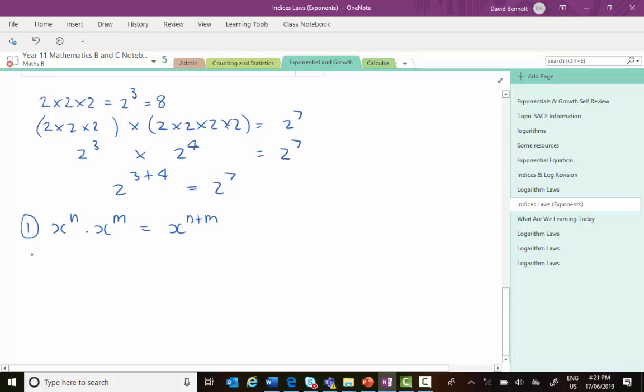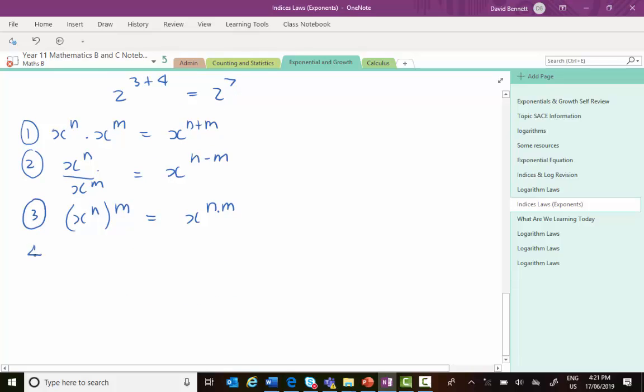We're going to do something similar when we're dividing. So if we did x to the m divided by x to the n, then our answer is going to be x to the m take n. So we take the powers away. Third rule. We've got x to the n, and we're going to take that whole thing to the power of m. Then that's going to be equal to x to the n times m. So we're timesing those powers together.